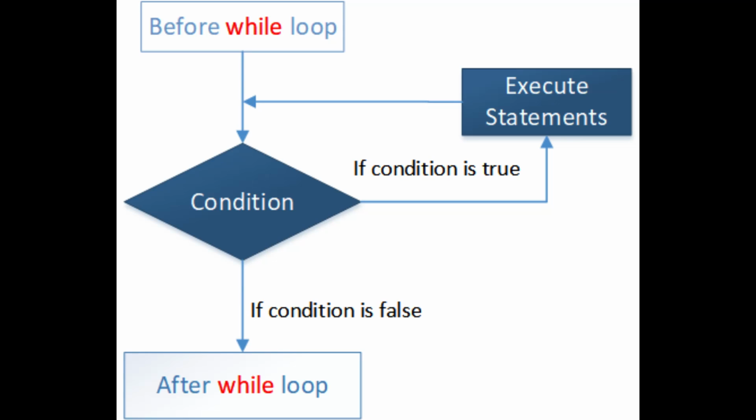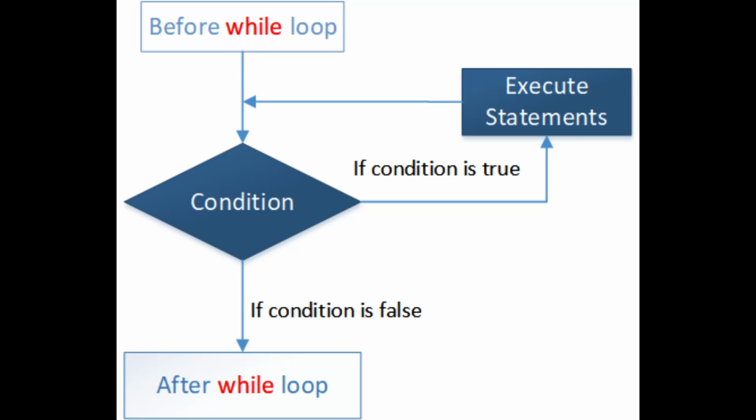The else statement. With the else statement we can run a block of code once when the condition no longer is true. Example: print a message once the condition is false. i = 1. While i < 6: print(i), i += 1. Else: print("i is no longer less than 6").